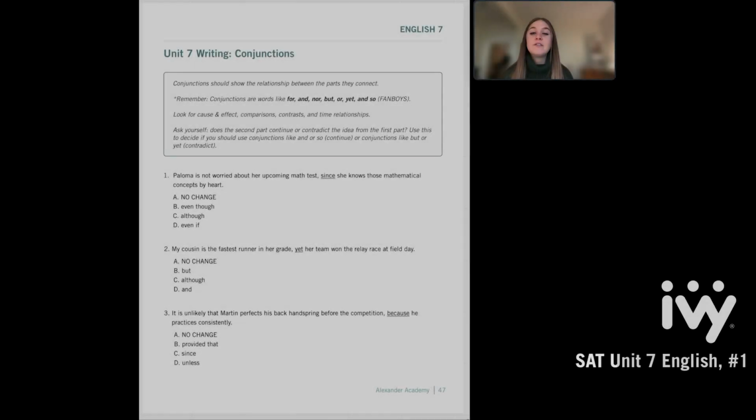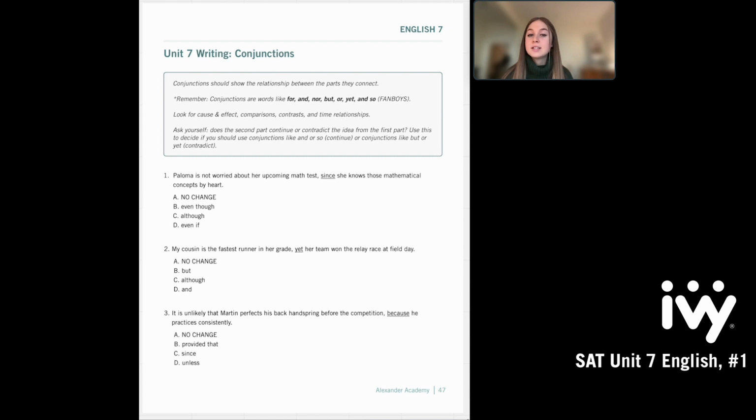In the seventh and final SAT writing unit, we'll be talking about conjunctions. Conjunctions are meant to show the relationship between parts of the sentence that they connect. And remember, conjunctions are words like for, and, nor, but, or, yet, and so, the FANBOYS words. We should be on the lookout for relationships like cause and effect, comparisons, contrasts, and time relationships, and then use the conjunction that fits with that indication.